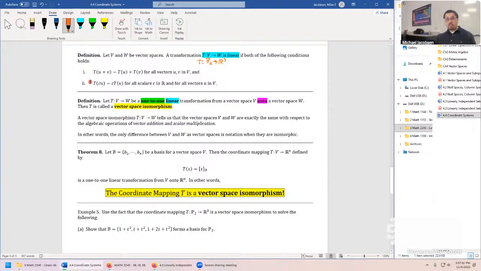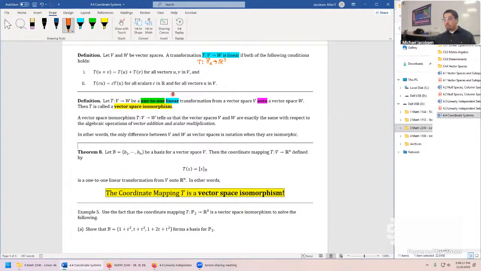Linearity means these 2 properties are going to hold for us. And the definition of an isomorphism just means the transformation T we're about to define is going to be both 1-to-1 and linear. So isomorphisms play a huge role in algebra, mathematics in general.